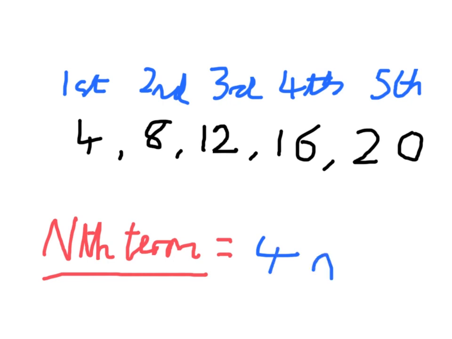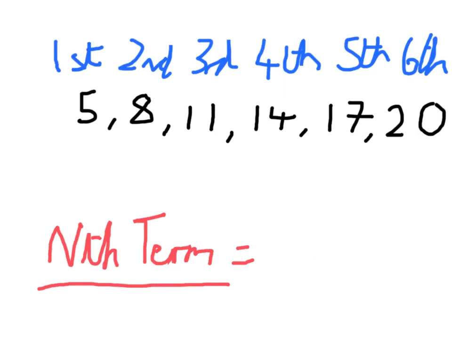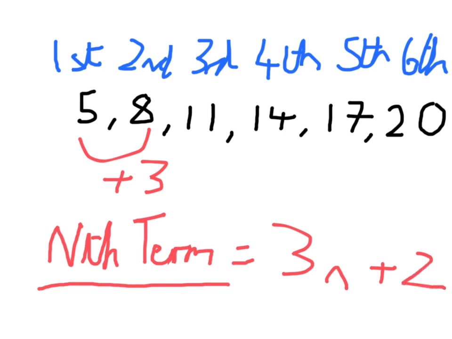4n. In this sequence it goes up by 3 each time, so we need to write 3n at the bottom. Then we times the term by 3, and 1 times 3 is 3, and then we do 5 minus 3, which is 2. So the nth term is 3n plus 2. And this should work for all of the terms.